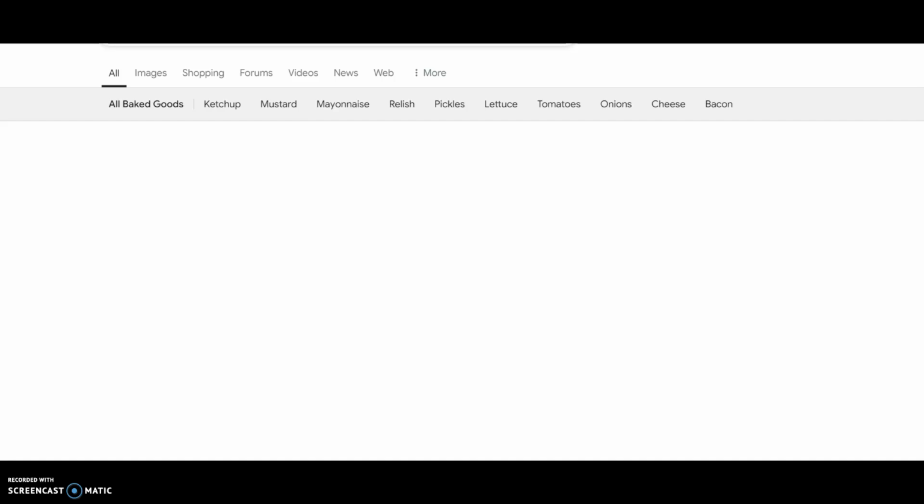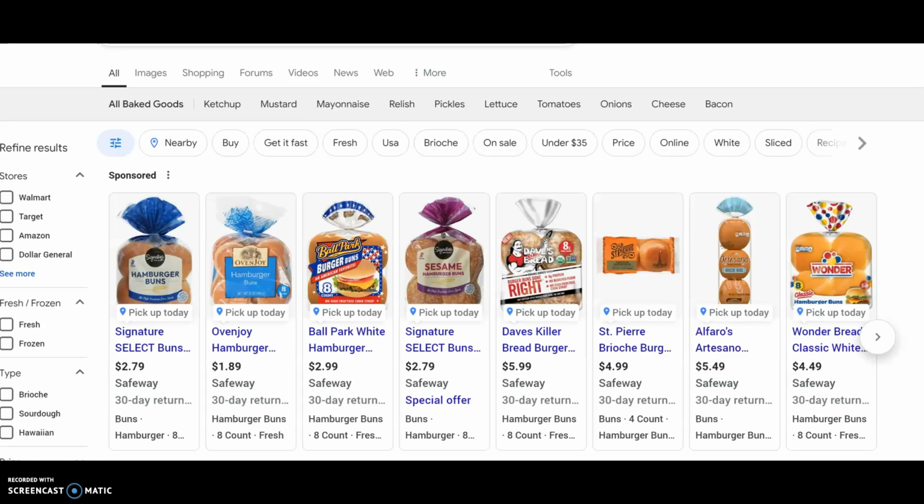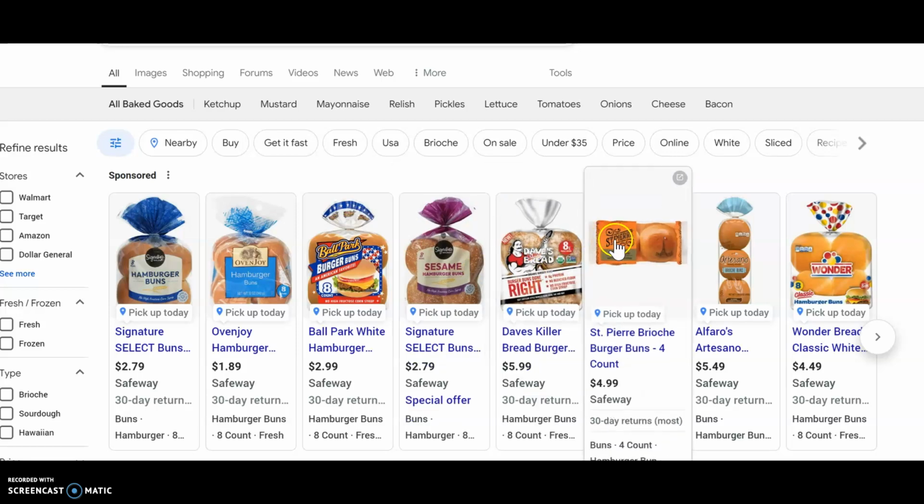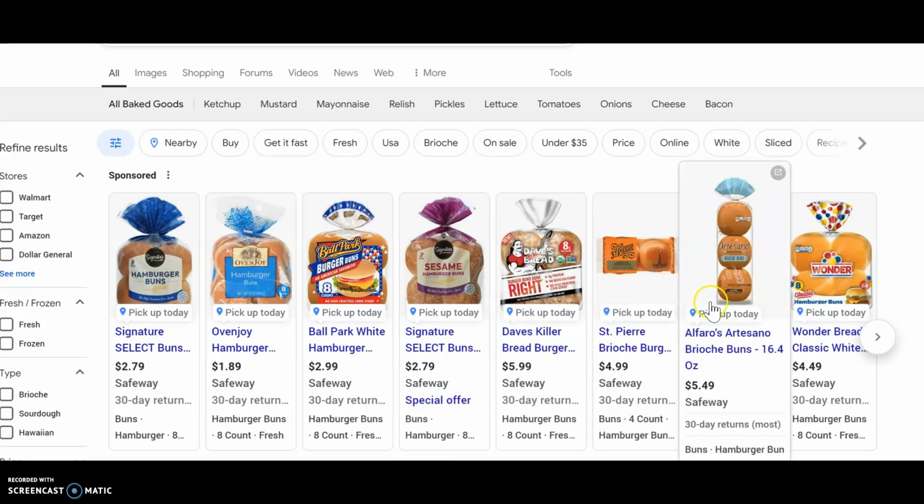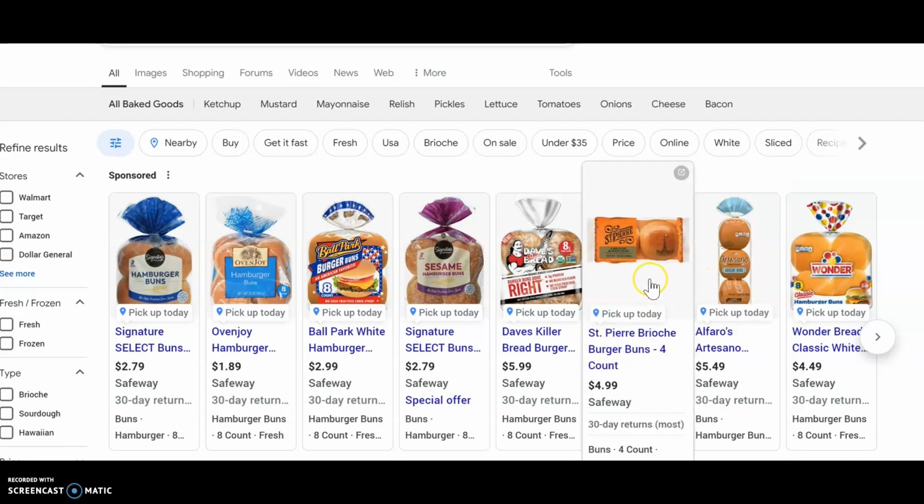I could also go to Google and I could say, what is the cost for a hamburger bun? And I take a look at these different kinds of hamburger buns, and maybe I decide this is a 6 count of buns for $5.49. Maybe this one is a 4 count, but it's $4.99. And so I'm investigating all of these prices.